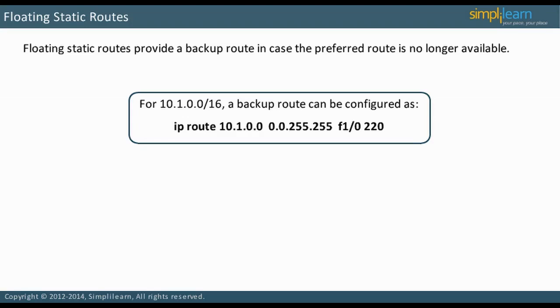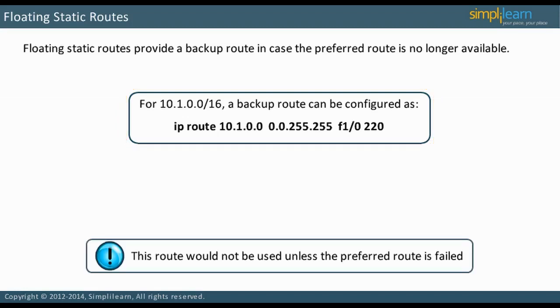Floating static routes provide a backup route in case the preferred route is no longer available. If a static route is configured with an administrative distance greater than the routing protocol AD, that route will be used as a backup route if the dynamic route fails. For example, if there is already a route learned by a routing protocol for 10.1.0.0/16, a backup route can be configured with the command shown on the slide. This route will not be used unless the preferred route fails because the AD of 220 is greater than the AD of any of the routing protocols.